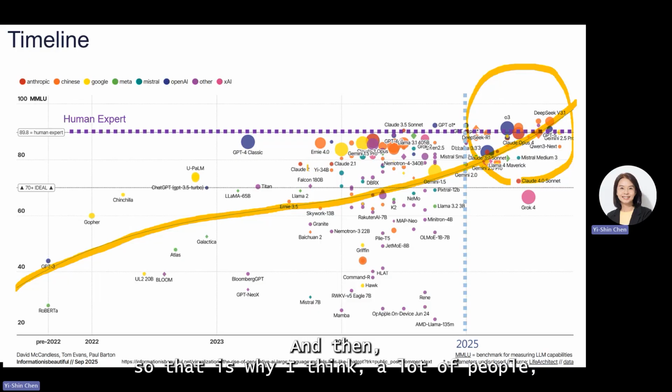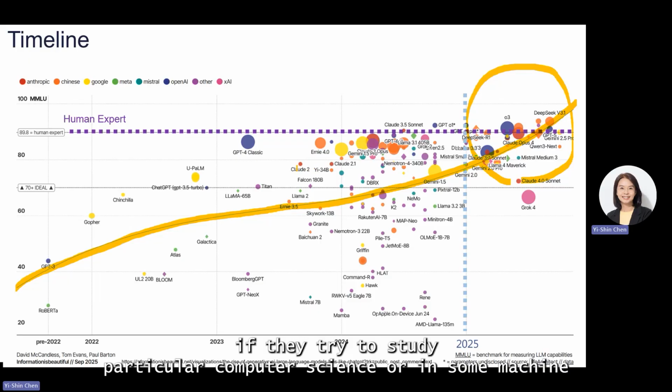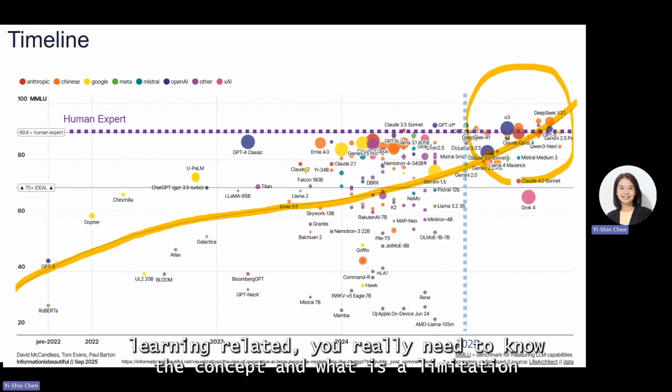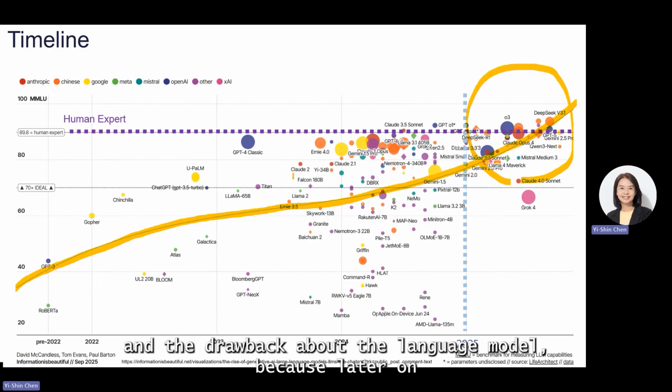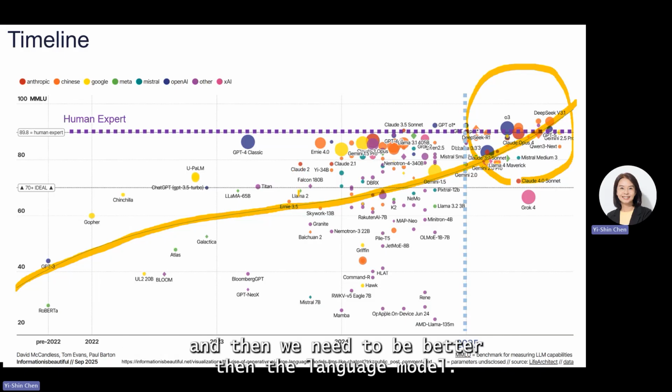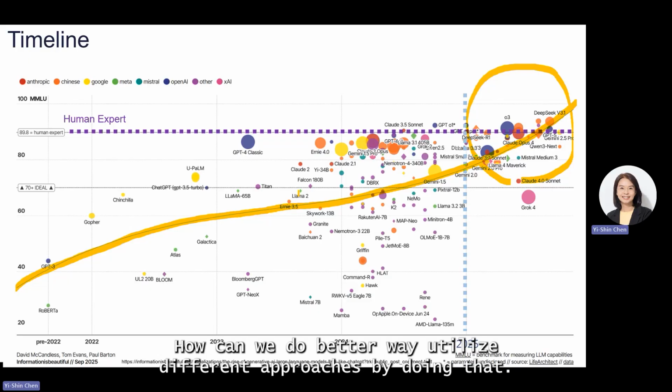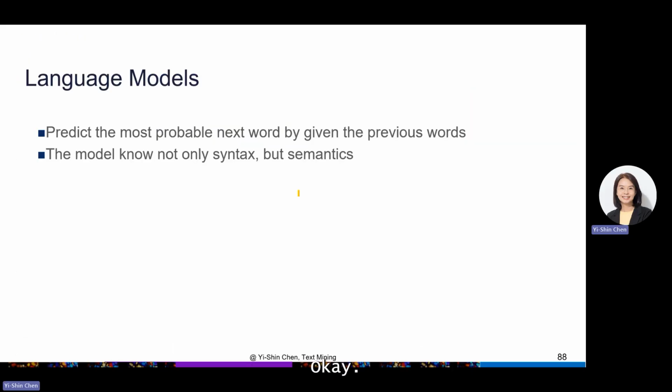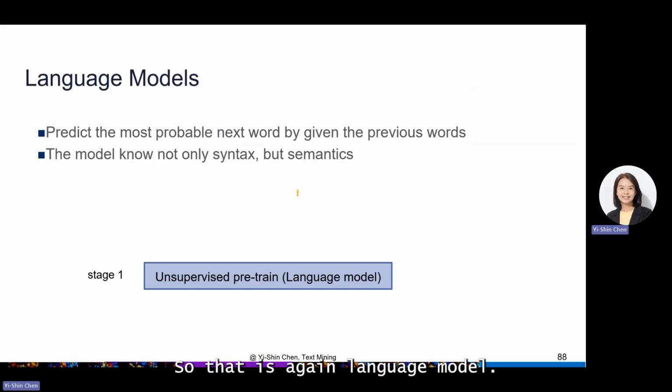And that is why I think a lot of people studying computer science or machine learning really need to know the concepts, and the limitations and drawbacks of the language model, because later on we need to be better than the language model. How can we do it a better way? By utilizing different approaches. Okay, so that is again the language model.